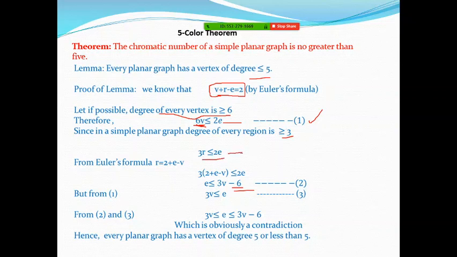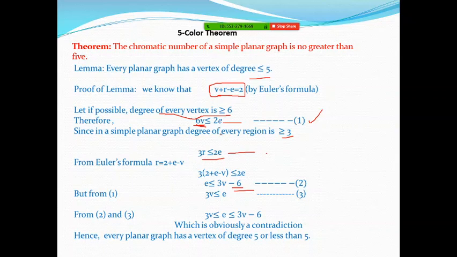Remember, last time this was a question in your final examination, and most of the students were making this mistake: somewhere they were writing greater than or equal to 2E, somewhere they were writing 3R greater than or equal to 2E, or 6V less than or equal to 2E. So remember, for both cases, 2E is always on the higher side. Whether it is vertices, 6 into V meaning number of vertices into degree, or it is degree of region into number of regions.